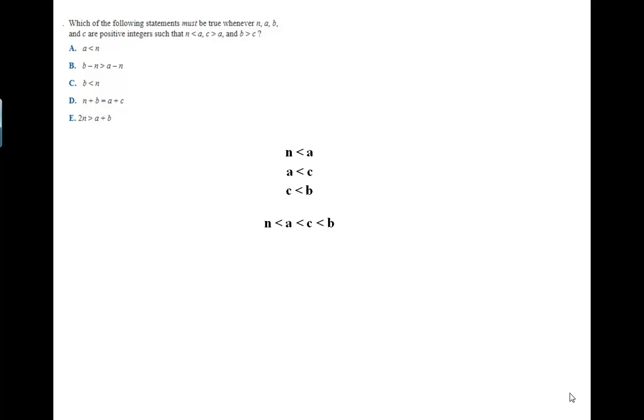What about D? N plus B, the first and the last, does that equal the middle two? No, not necessarily. What about E? If I had 2 of the smallest, can that possibly be bigger than 2 that are larger? I don't think so. So I think it's B. But I could also look at it like this. Subtract n from everything, because B has something minus n. And I see that B minus n is greater than A minus n. So this was more an example of just putting things in order.